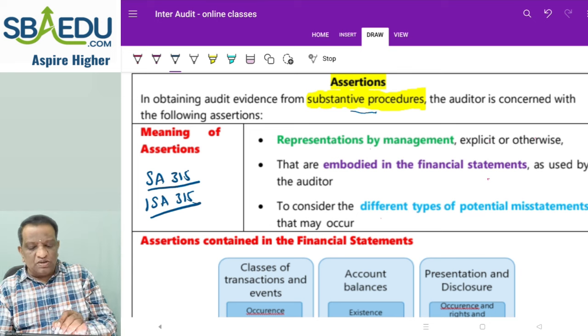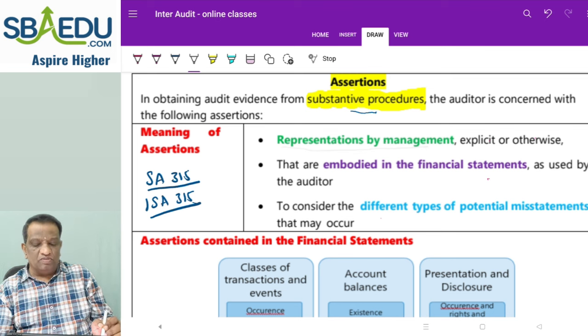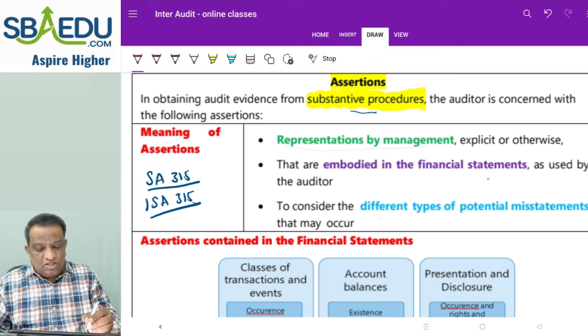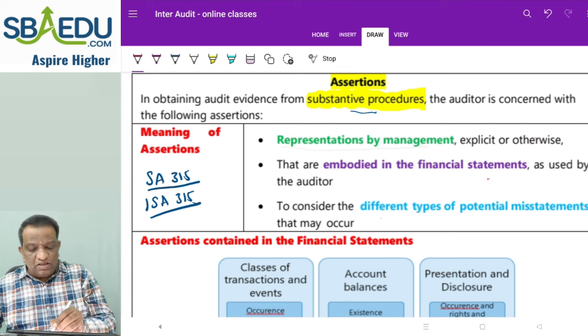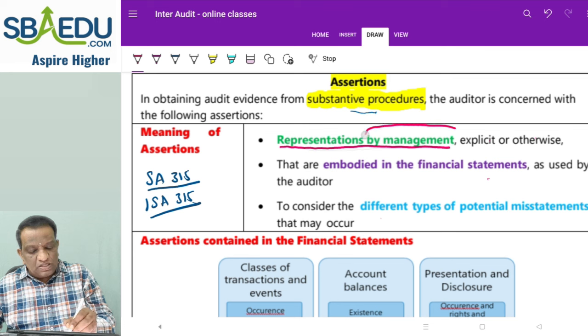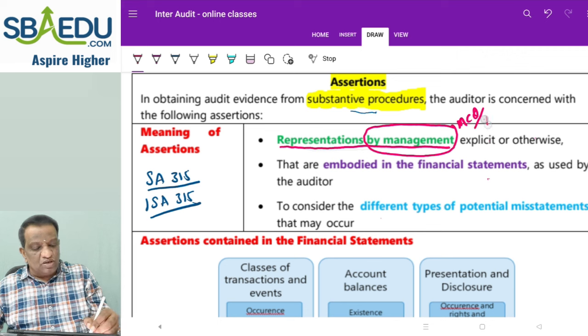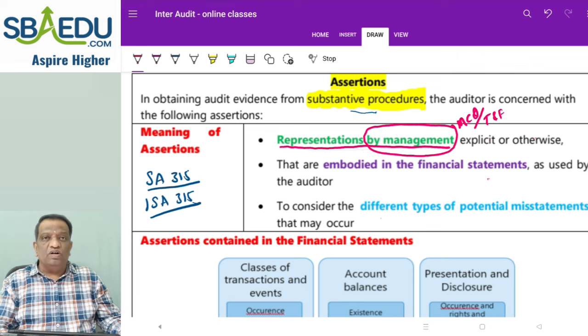Assertions are nothing but representations by the management, explicit or otherwise, that are embodied in the financial statements as used by the auditor. Let's stop over here and get back to it. These are nothing but representations, by whom? By the management. This is important, and in your examination, this itself has come as an MCQ, which was earlier asked as true and fair.